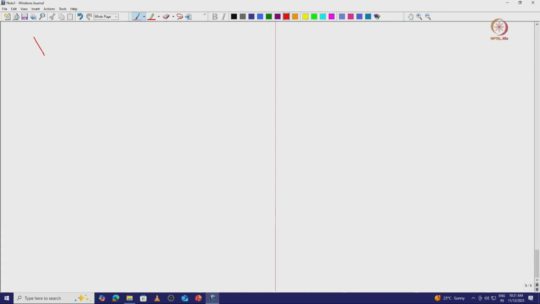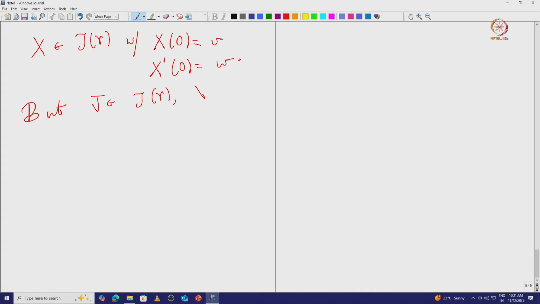So the upshot is that X is a Jacobi field with these two initial conditions, but J was also a Jacobi field with these two initial conditions. So then by the uniqueness of Jacobi fields, X and J have to be one and the same. Okay, so that completes the proof of this proposition.